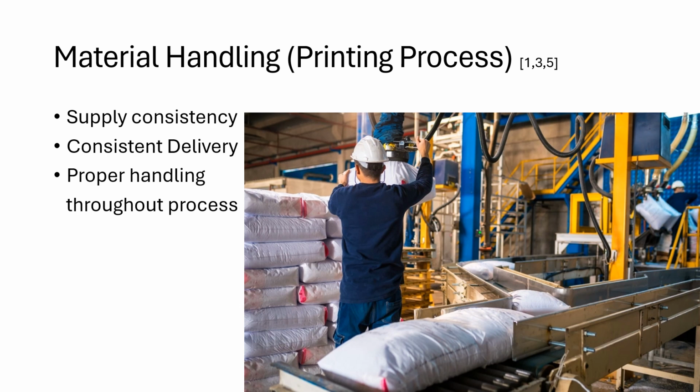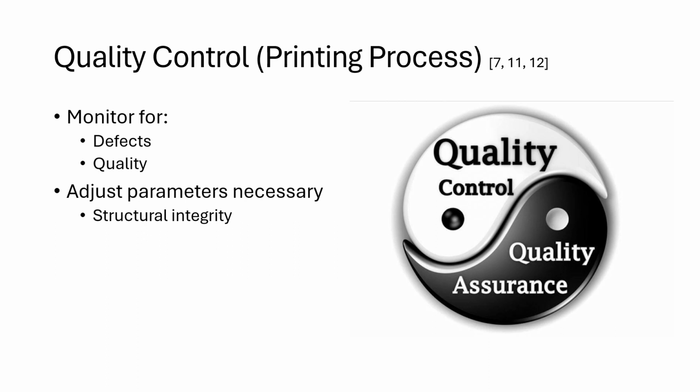Material handling in 3D printing demands consistent supply, reliable delivery, and proper handling to maintain printing quality and structural integrity. Monitoring the printing process for defects in quality and adjusting parameters as needed to maintain structural integrity are part of the quality control of the printing process.